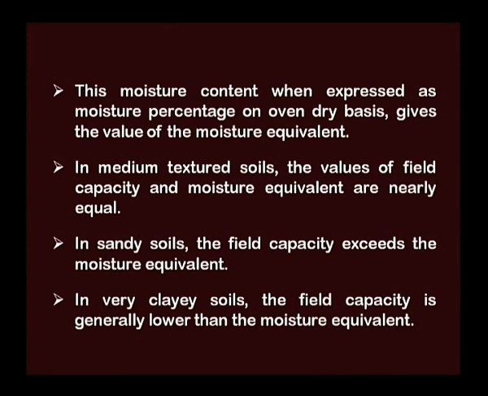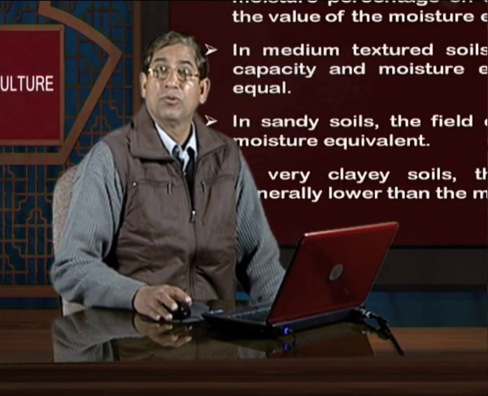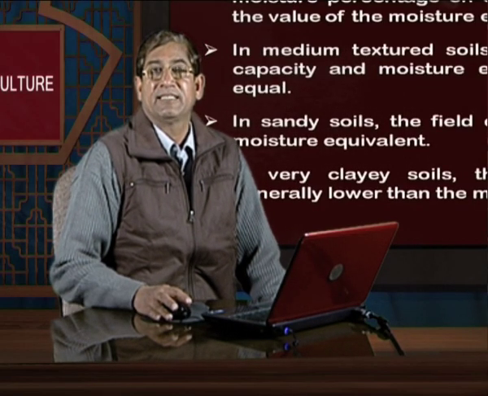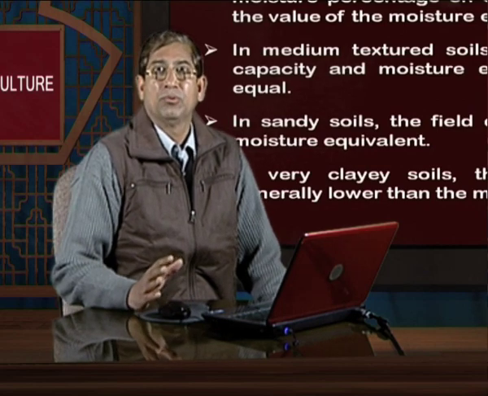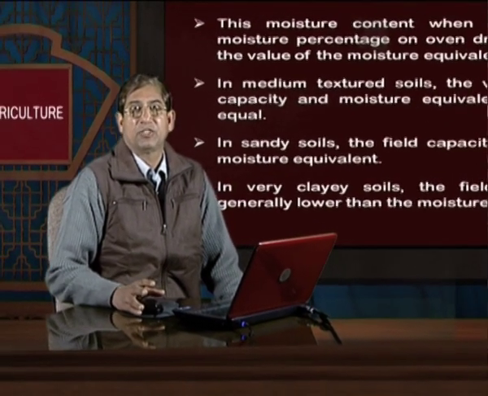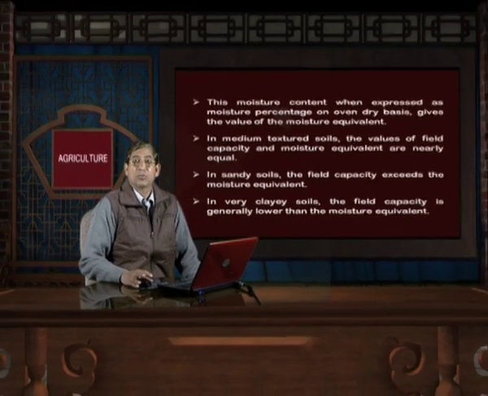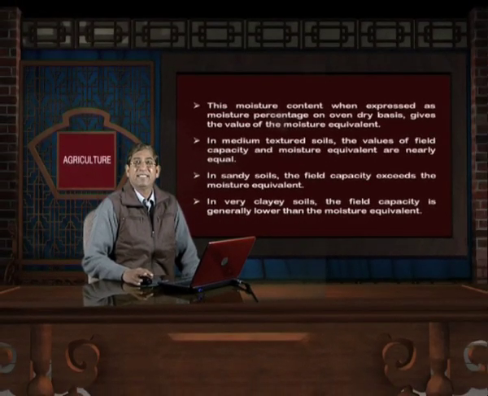In medium textured soils, the values of field capacity and moisture equivalent are nearly equal. In sandy soils, the field capacity exceeds the moisture equivalent. In very clayey soils, the field capacity is generally lower than the moisture equivalent. So, in this way, moisture equivalent is almost equal to field capacity in medium textured soils, whereas in sandy soils it is less, and in clay soils it is higher than that of field capacity.